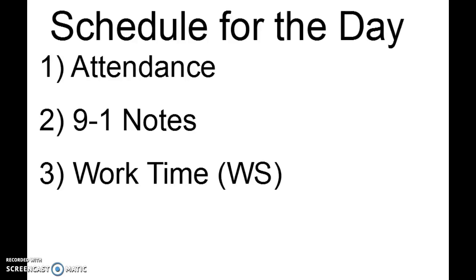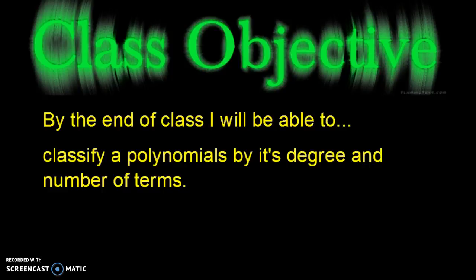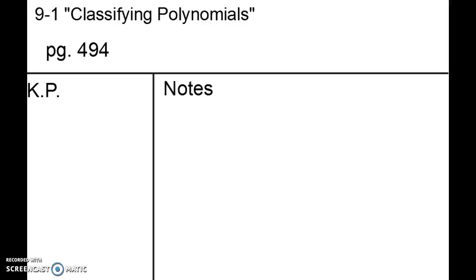We're going to move on to 9-1 notes real quick, and you are going to have a worksheet for your assignment. Class objective: by the end of class, you will be able to classify polynomials by their degree and the number of terms they have. We're going to revert back to that a little bit later. Key points, notes, you should have a printout of this as well.